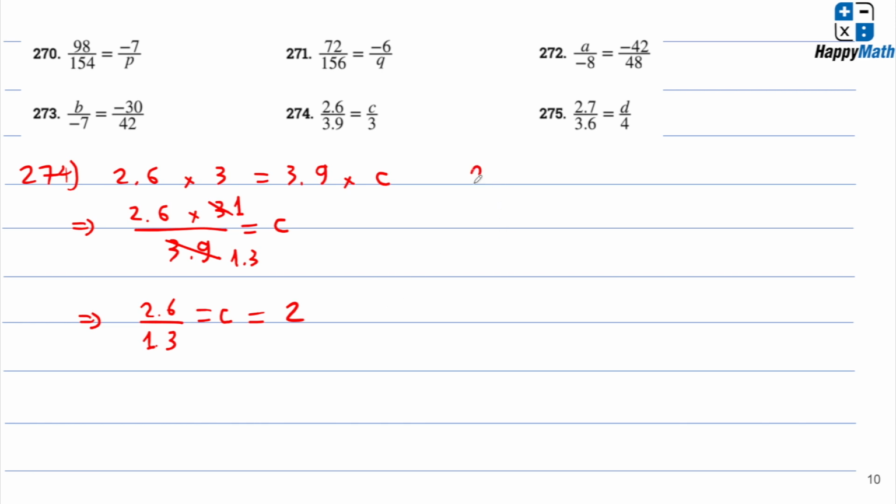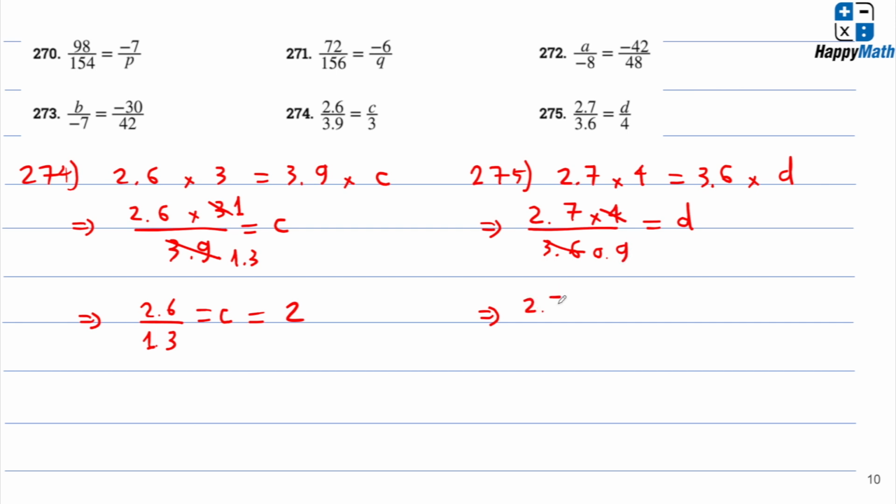And the next one, 275, 2.7 times 4 equal to 3.6 times d. Okay, 2.7 times 4 over 3.6 equal to d now. 4 divided by 4, you get here 0.9. 2.7 over 0.9 equal to d. Very easy to determine. The final result has to be 3.